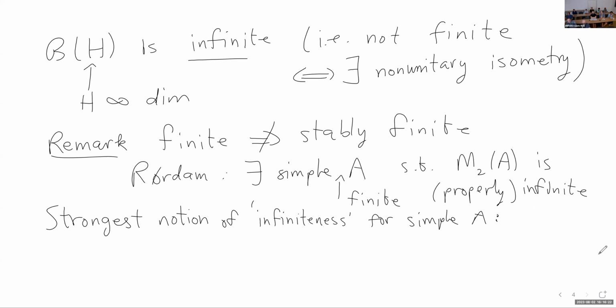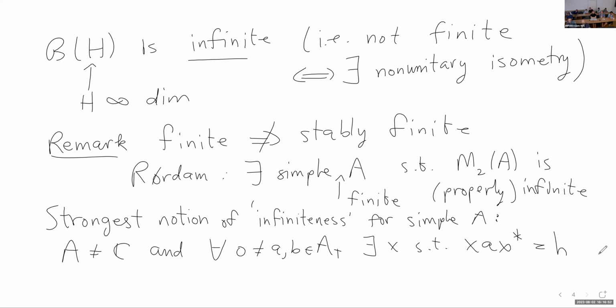So it means that, first of all, A is not the complex numbers, and if you give me any two non-zero positive elements, I can get it from one to the other via a Murray phenomenon. So there's some X such that XAX* dies B. Okay, if you consider it a little exercise, this does imply that the algebra is infinite, so it's not finite.